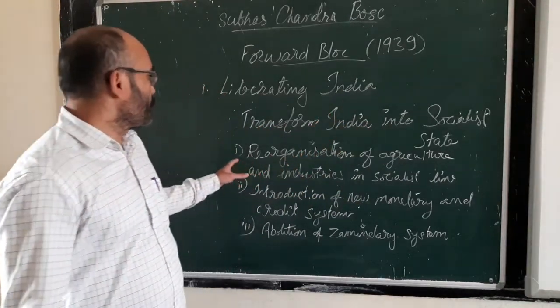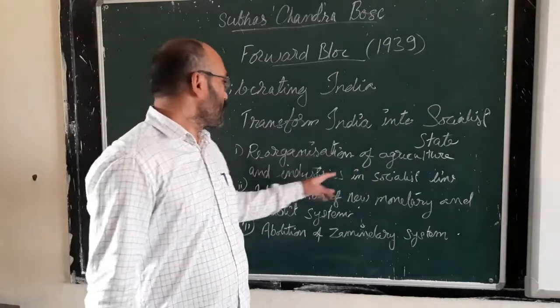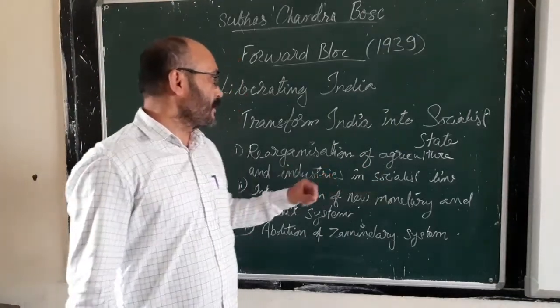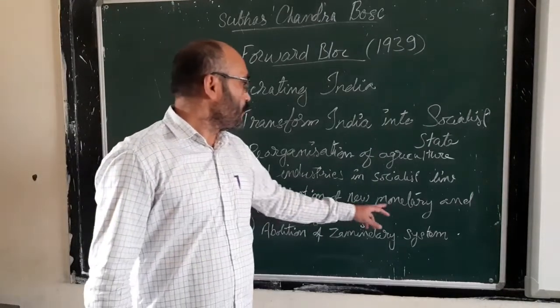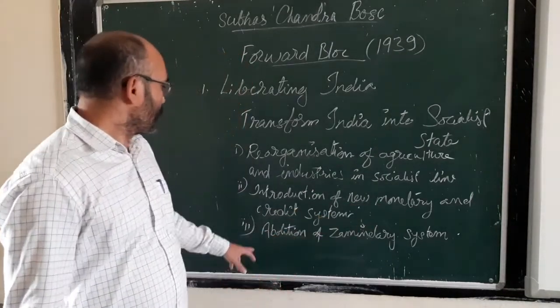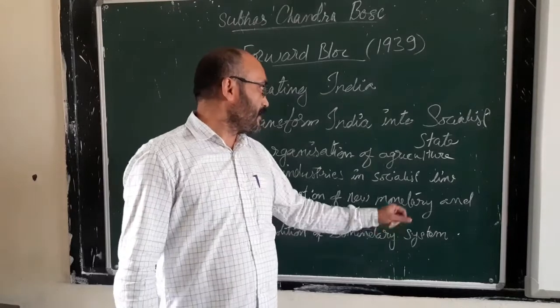So these were the three ways Subhash Chandra Bose suggested in order to make India a socialist nation. First one, reorganization of agriculture and industries on socialist lines. Second, introduction of a new monetary and credit system, and third one, abolition of the zamindari system.